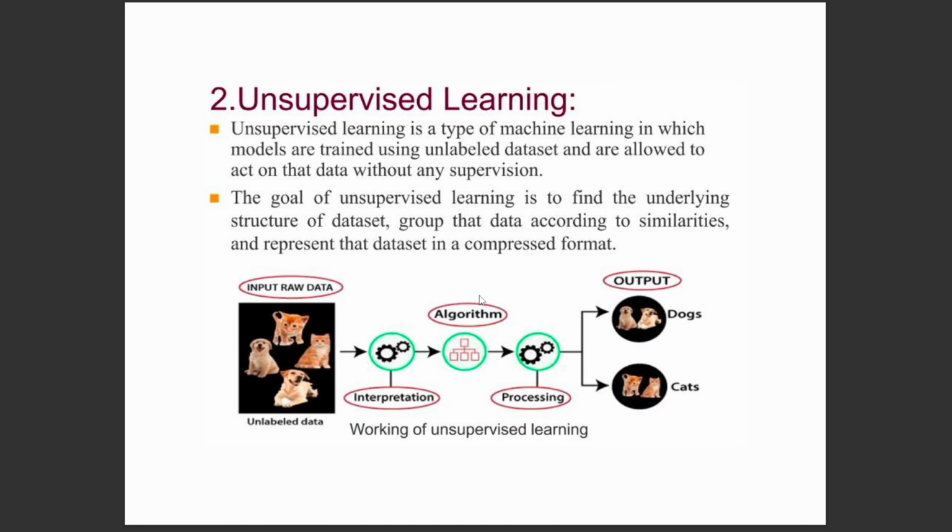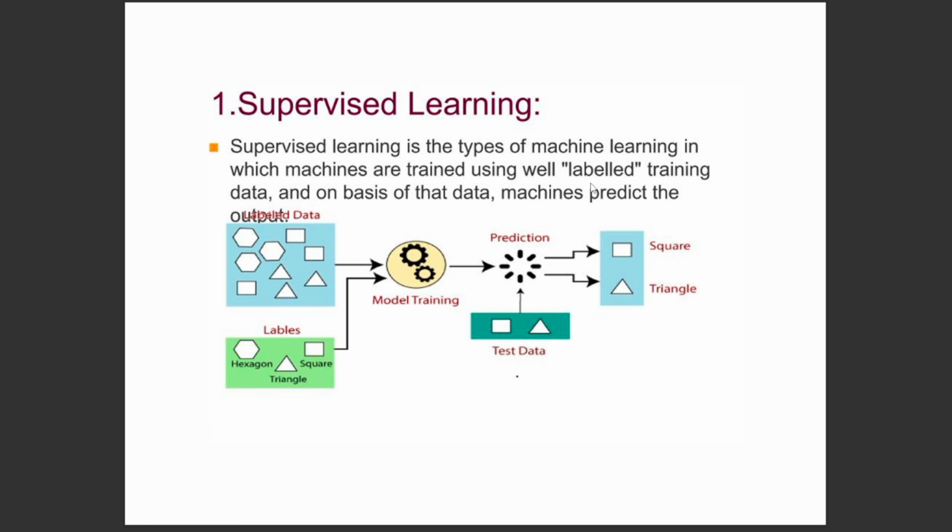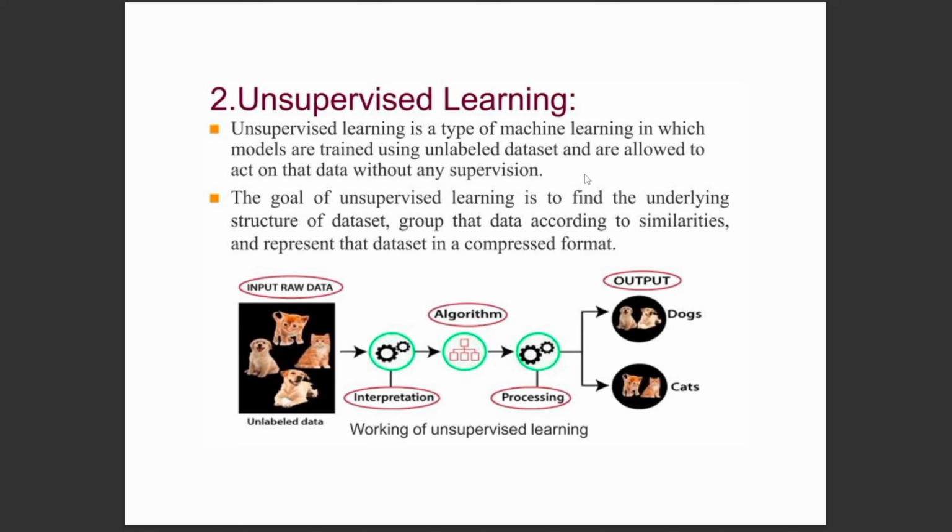Let's move forward and see unsupervised learning. Unsupervised learning is a type of machine learning in which models are trained using an unlabeled dataset. Here is a keyword: unlabeled dataset. In our previous slide, with supervised machine learning, we use labeled datasets. So unsupervised machine learning will use an unlabeled dataset and is allowed to act on that data without any supervision. The goal of unsupervised learning is to find the underlying structure of the dataset, group that data according to similarities, and represent the dataset in a compressed format.